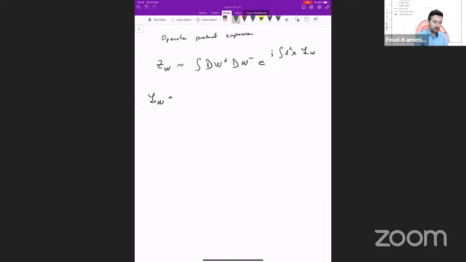And I'm working now in the electroweak broken vacuum. And for simplicity, let us choose the unitary gauge for the moment for this discussion. And so this Lagrangian involving the W fields will have the form, we have the kinetic term plus the same thing for the minus.